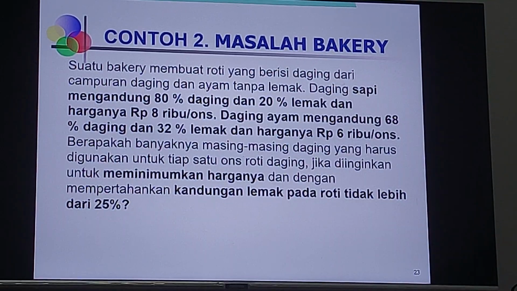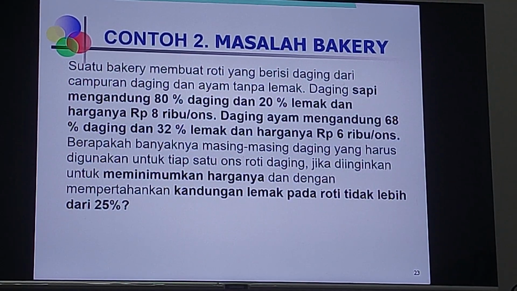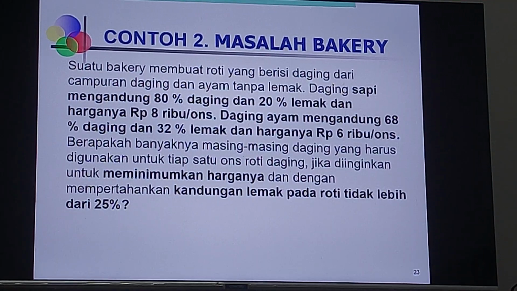And then the second raw material for this bread, chicken, has 68% meat or protein and 32% fat. But it's cheaper. It's 6,000 rupiah per ounce. Those percentages apply for any weight of the meat. Now it's more detailed, not just the number of clay.